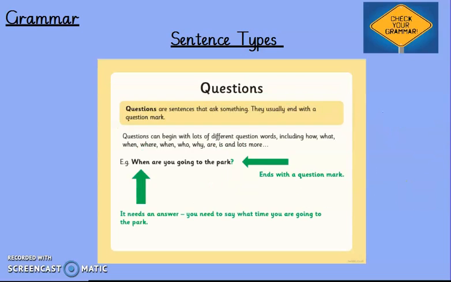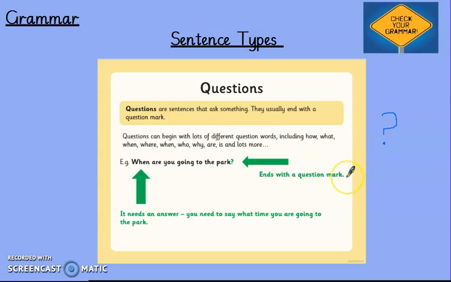All right. And questions are often something that we ask someone. They usually end with a question mark. Now, a question mark looks like this, and we should know this one because we've used this quite a bit in year 1 and in year 2. So you should know this one, okay? Questions can begin with lots of different question words, for example, like how, what, when, where, why, is, and lots more other words too. So, for example, when are you going to the park?